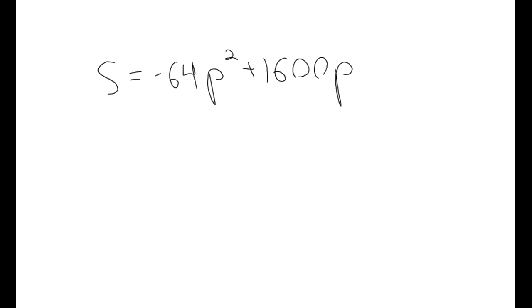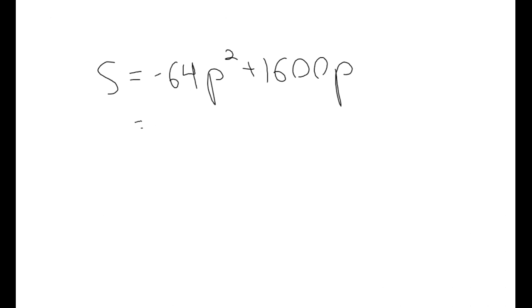Okay, so in this case, we found that sales is equal to negative 64 times the price squared plus 1,600 times P. And then we found that the price that optimized this was $12.50. So we're going to plug 12.5 in for both of those prices and then see what the output is.